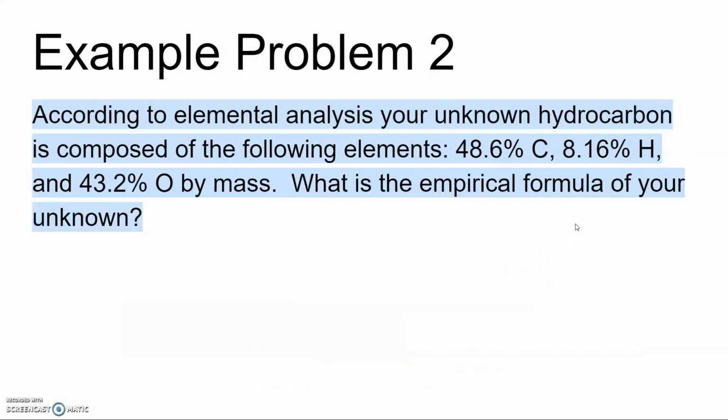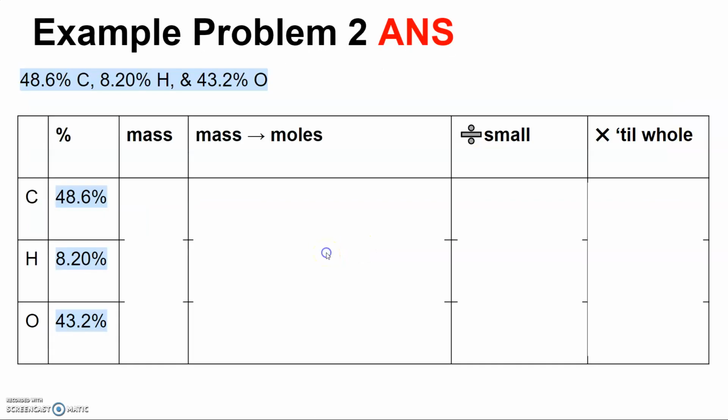All right, let's try another example. In this case, the elemental analysis provides us with 48.6% carbon, 8.16% hydrogen, which I actually changed to 8.20, and 43.2% oxygen by mass. And we're looking for the empirical formula of the unknown. So let's go ahead and do this same process: percent to mass, mass to mole, divide by small, times to whole.